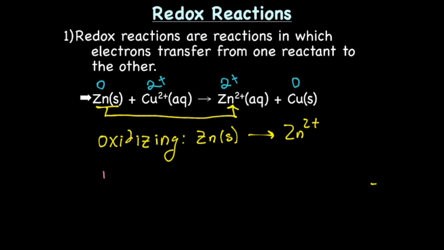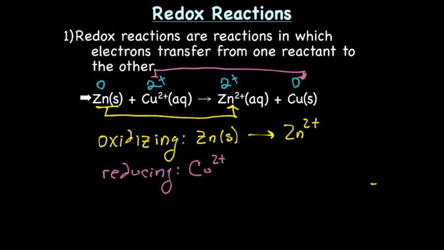and the reducing portion, reducing is gaining electrons, and that would be going from copper 2 plus to copper solid. That is the reducing portion of the redox reaction.